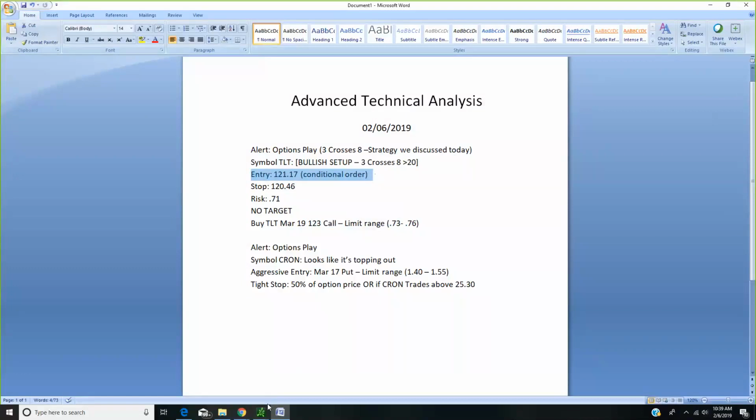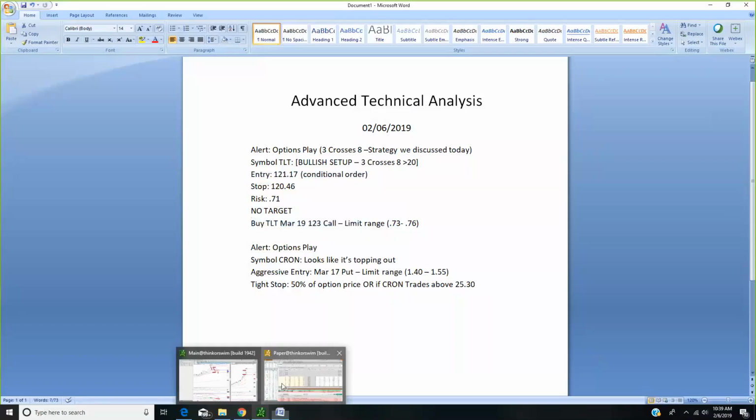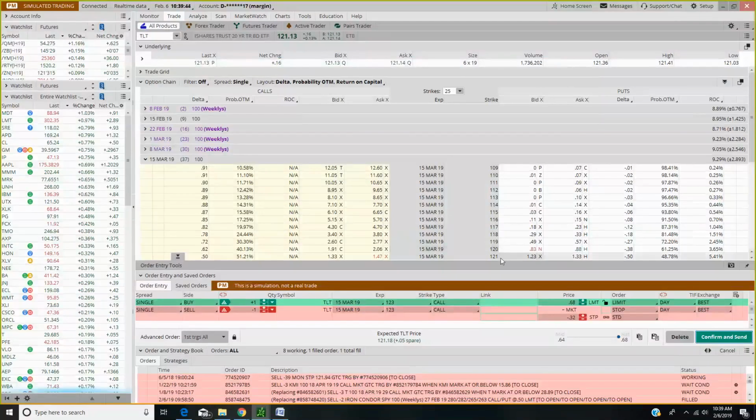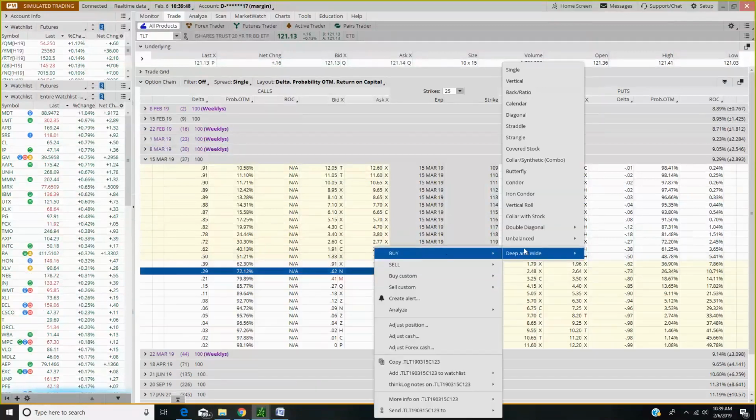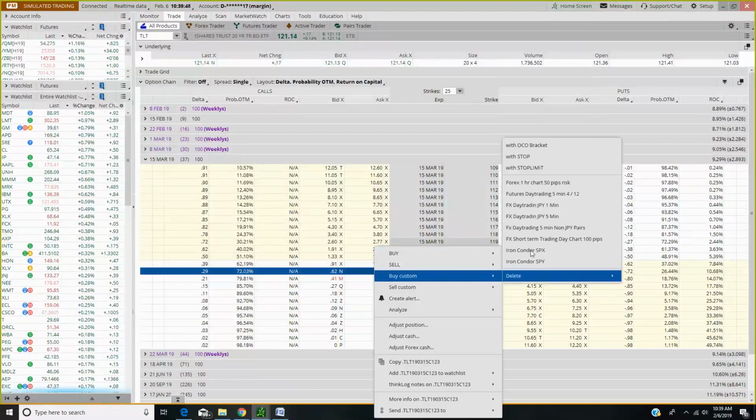So 121.17. Okay, here we go. So we're going to buy the March 19, 123 call. March 19, 123 call is right here. Right click, buy custom with stop.